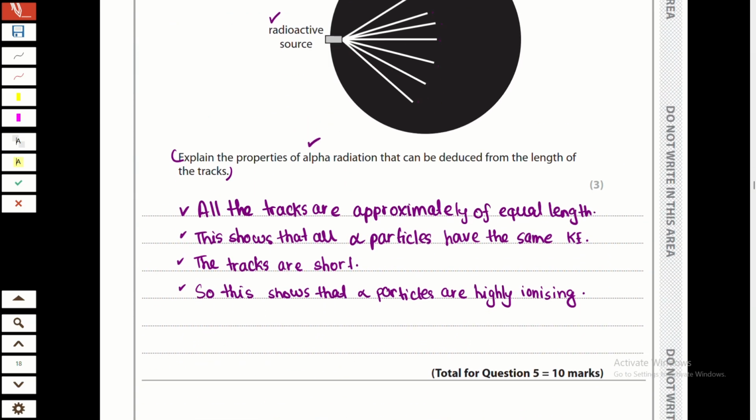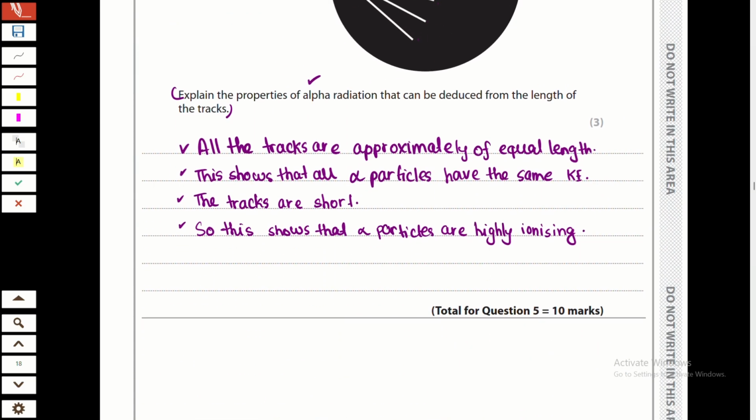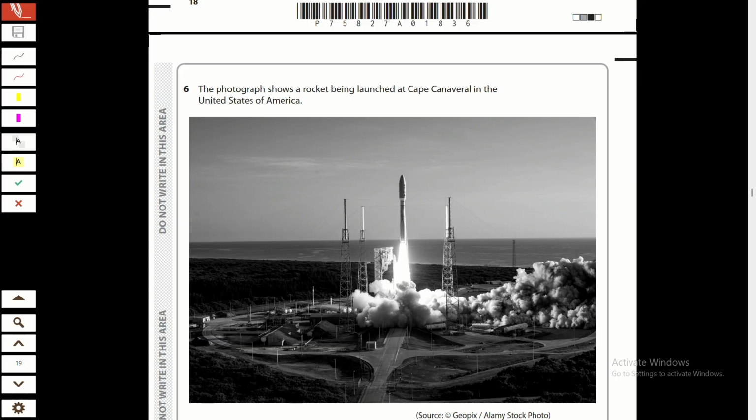So yeah, that was the discussion of question 5 and the answer to the last part of question 5. I hope you have understood this one and have no problems with it. All right.